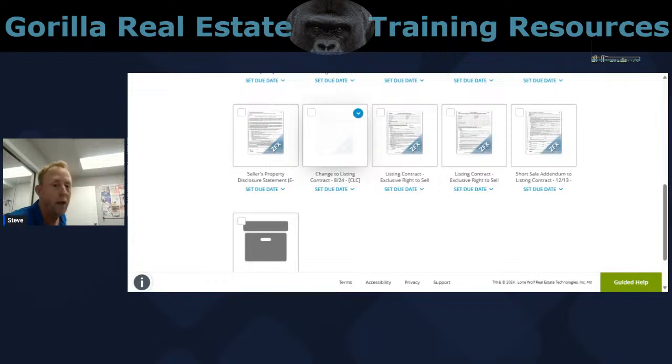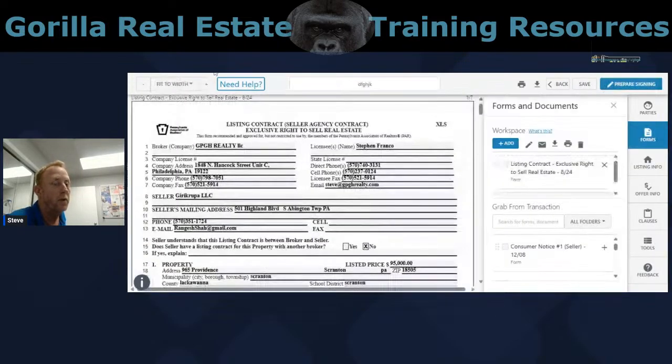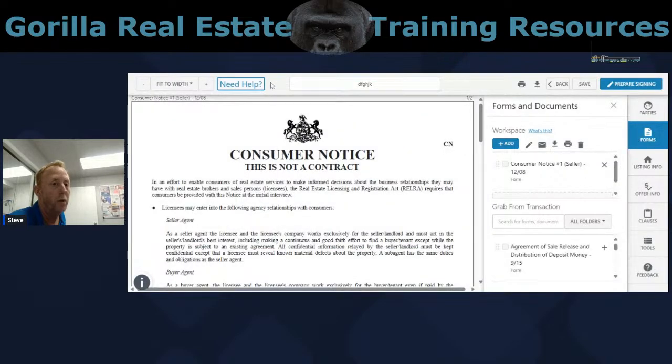Yeah, okay, fine. Listing contract. Now, there's a few different listing contracts, and this is where you do want to make sure you're using the right one for the purpose. Not kind of, ideally the right one for the purpose.